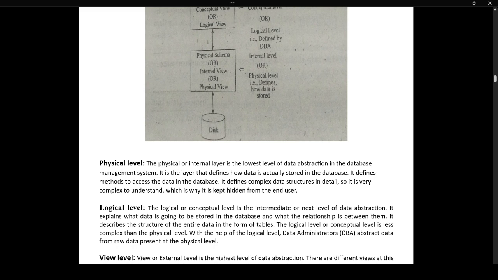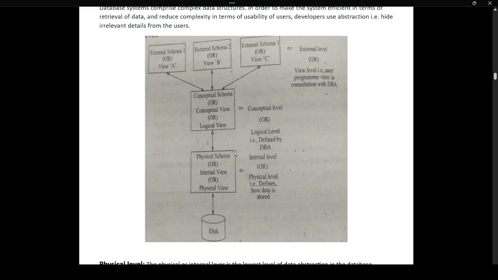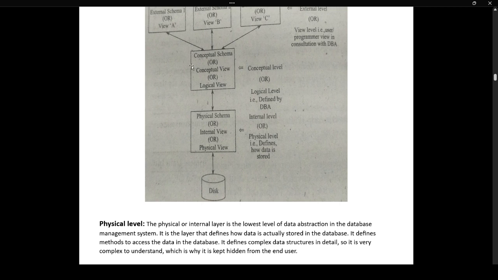So logical level or conceptual level is less complex than the physical level. With the help of the logical level, the data administrator abstracts data from raw data present at the physical level. Obviously, at the physical level the data is completely in raw format, and it is complex to understand. Whereas at the conceptual level, we use logical concepts to make it easy to understand the data. And this level is sometimes hidden from the user.